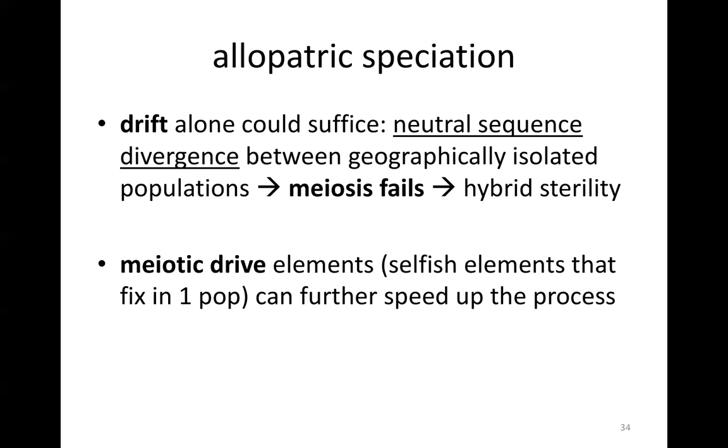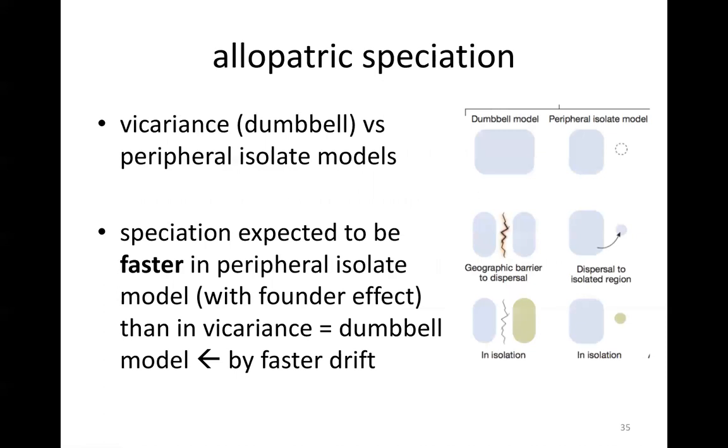And we also mentioned meiotic drive elements, so selfish elements can further speed up this process without even local adaptation. And then local adaptation will be yet another factor that might lead to genetic differentiation and incompatibilities. We talked about two alternative submodels of allopatric speciation. The dumbbell model or the vicariance model involves a split of the original population into two or more, but the peripheral isolate model involves founder effect.